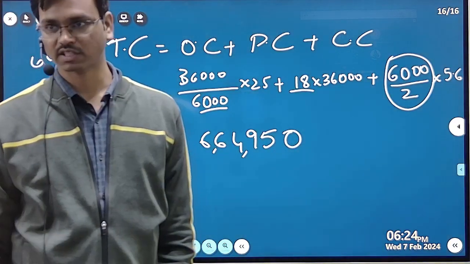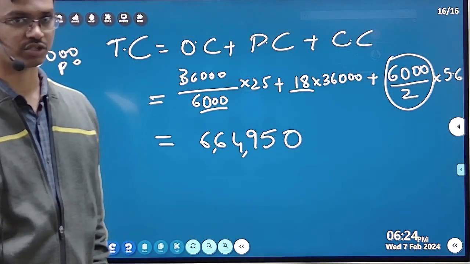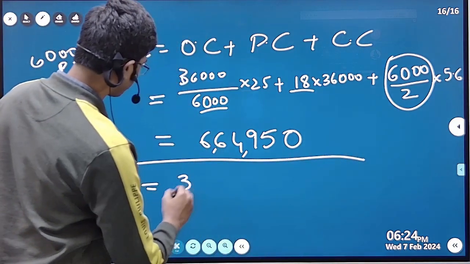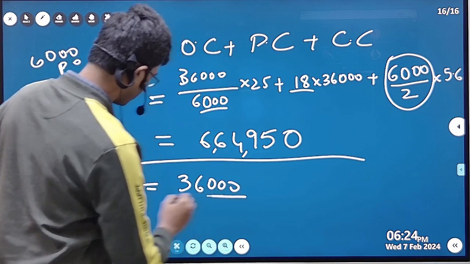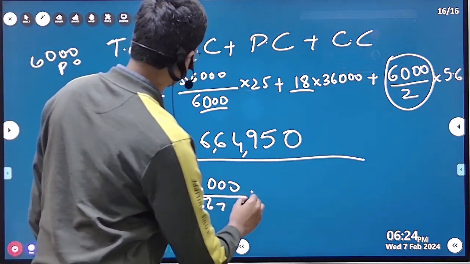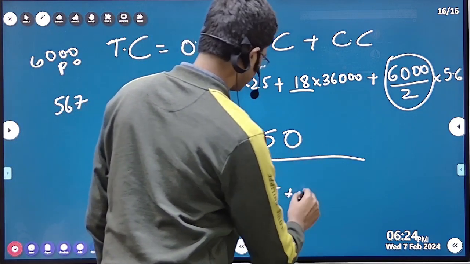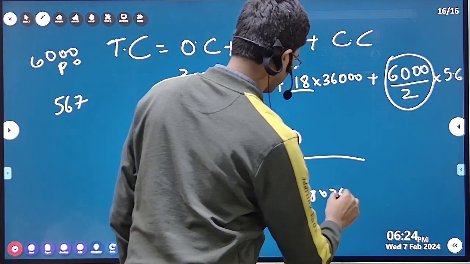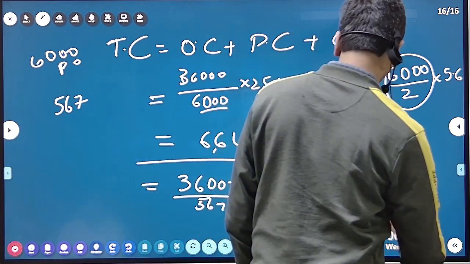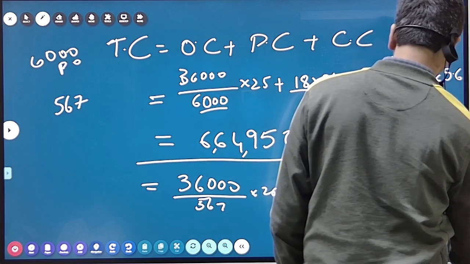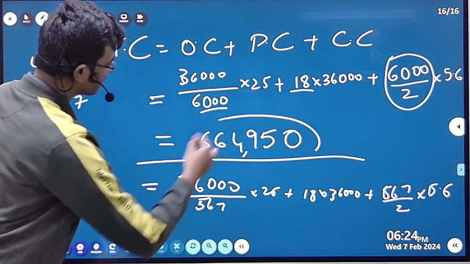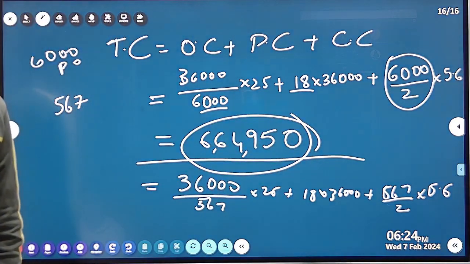If we did not have this condition of ordering more than 6,000, then this thing would be 36,000 divided by 567 into 25, plus this same thing, plus 567 by 2 into 5.6. Now if you calculate, this will be very much less than this. That is why this is EOQ.